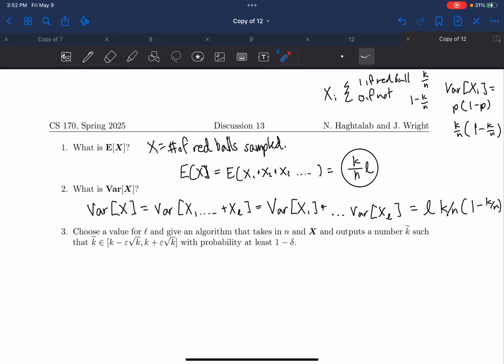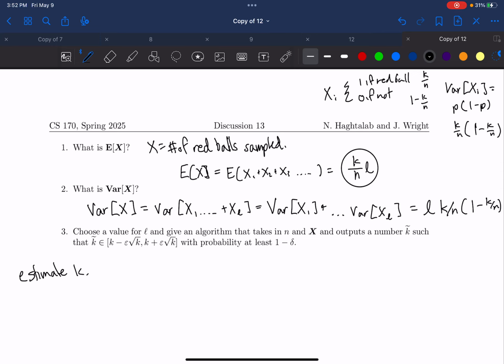Part 3 here is going to be a bit more complicated. We're told to choose a value for L and give an algorithm that takes in n and x and outputs a number k tilde such that k tilde is within some range of the true k. So as a quick reminder, remember that we don't actually know what k is in this problem. We're trying to estimate k, where k is the true number of red balls that actually exist in our bag.